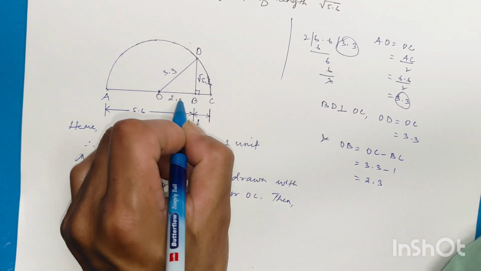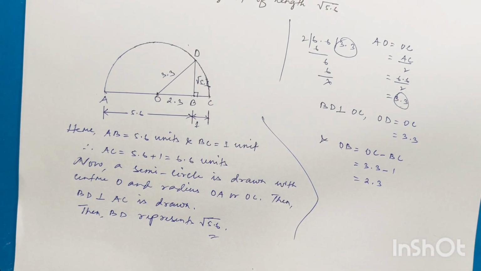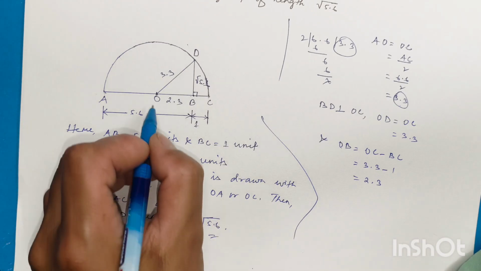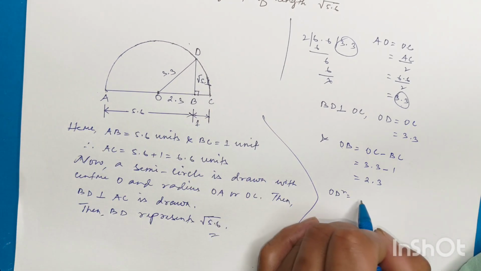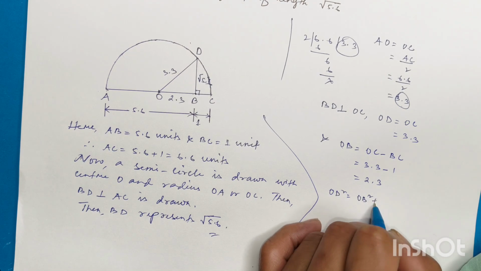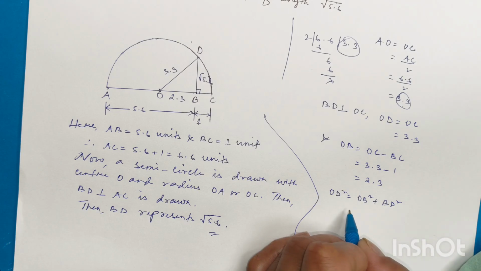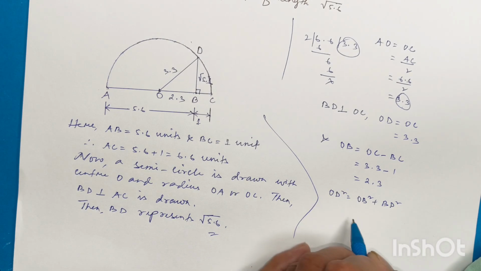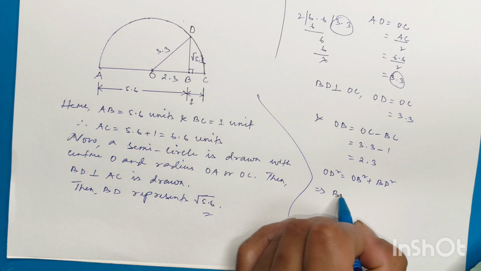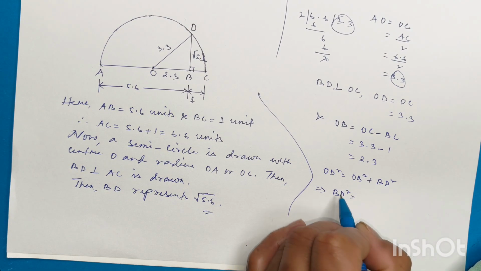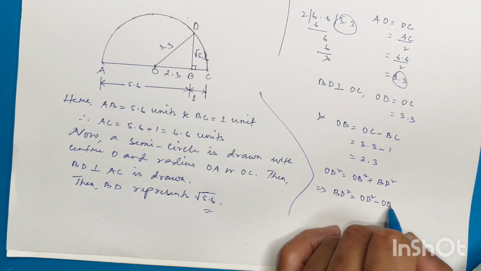OB equal to 2.3. Now, by using the Pythagoras theorem, OD square equal to what? OB square plus BD square. Now let us find BD. BD square equals OD square minus OB square.